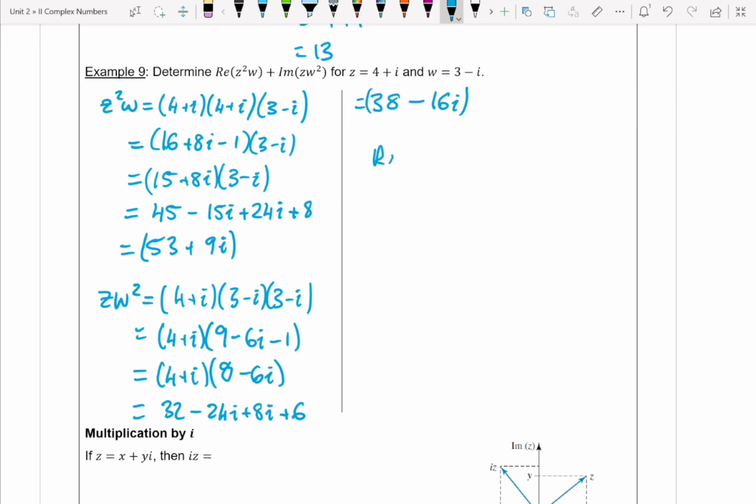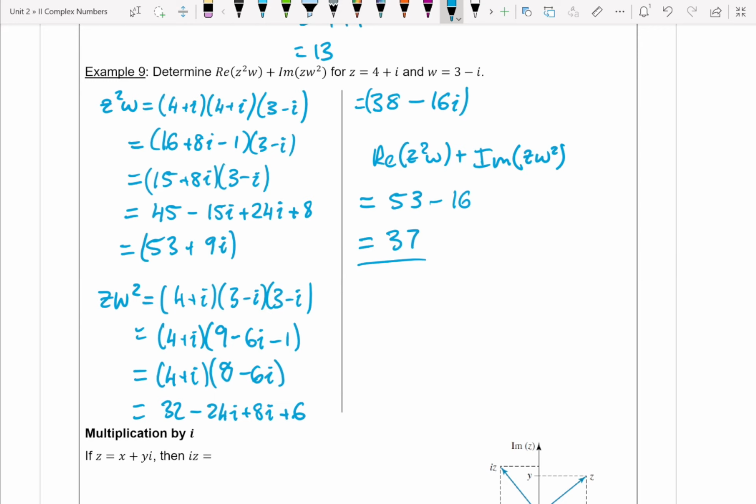So if we wanted to find real of z squared w plus imaginary of zw squared, real of z squared w is 53, imaginary of zw squared is negative 16. Notice we have no i, that means we can actually compute this, so 53 minus 16 is going to be 37, I believe. Yeah, 37 plus 16 would be 53, yep. So that is our answer to that.